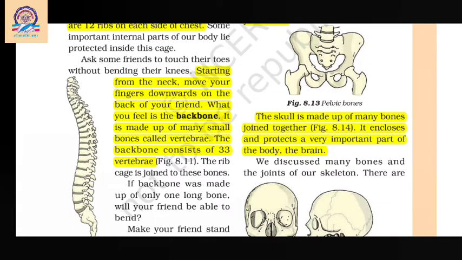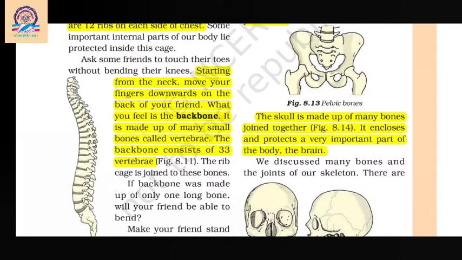You have to tell them to sit on some sofa or some chair. Then you have to start from the neck and move your finger downwards on the back of your parents or your sister. Then you will feel something. You will feel the bones. Those bones are known as the backbone. Okay, you can feel your backbone also.